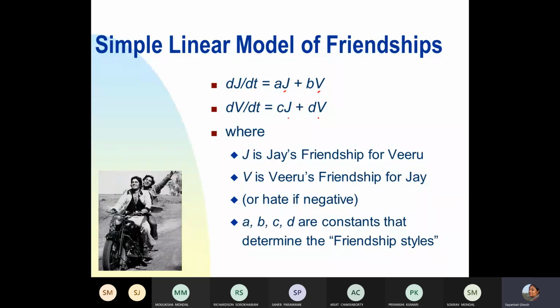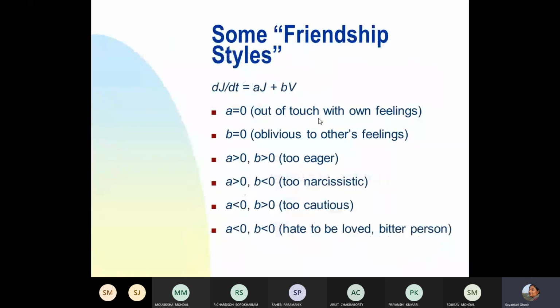So now let us look at how A, B, C, D, these four constants, are basically going to control the entire thing, right? So they are positive or negative or zero. That is going to reflect how one's feelings or one's actions control the actions of the other party. So what different things can happen? Let us consider one particular equation. Let us just consider J's equation for now. So dJ/dt is aJ plus bV. That was the equation. So how can you categorize and map the behaviors of a person along with this mathematical parameter of A and B?